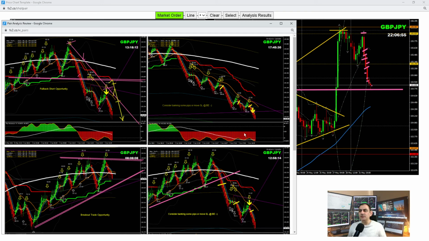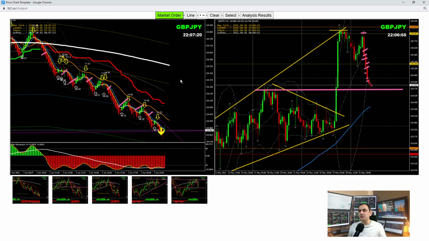As you can see here, beautiful 1 2 3 4 pullback. So we had such a beautiful trade on pound yen. On most of the cable we were short and banked beautiful pips.